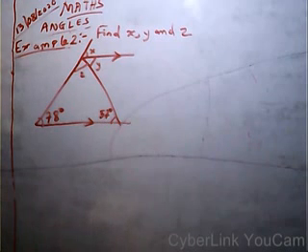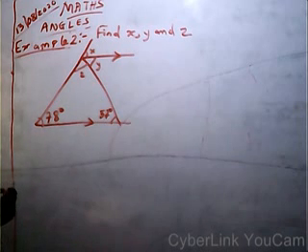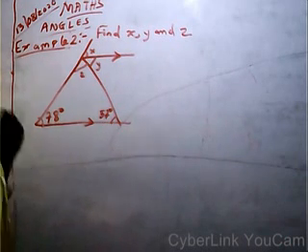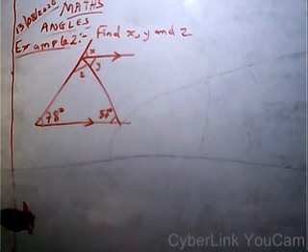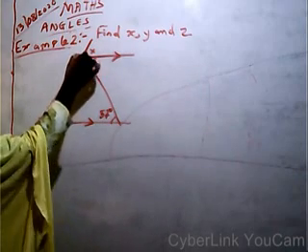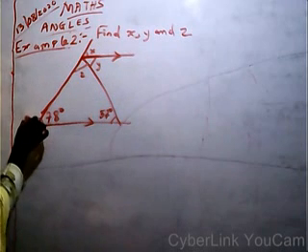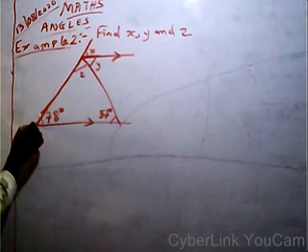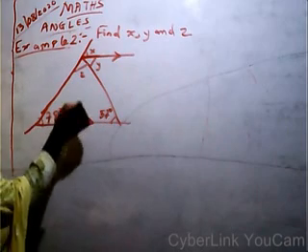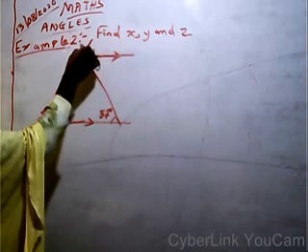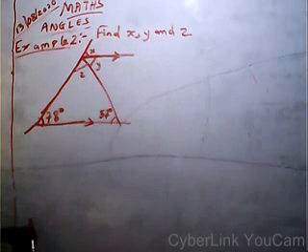Now, if you look at the first one, which is X, my X and my 78 form a corresponding angle. Letter F. Can you see? This is how it looks. Letter F. This angle and this angle.